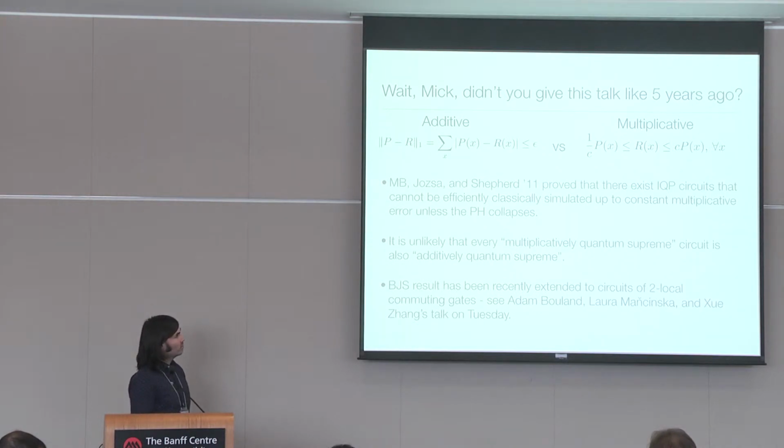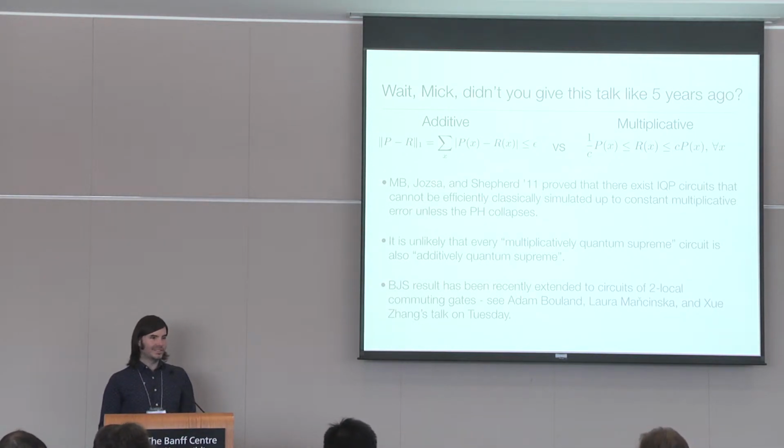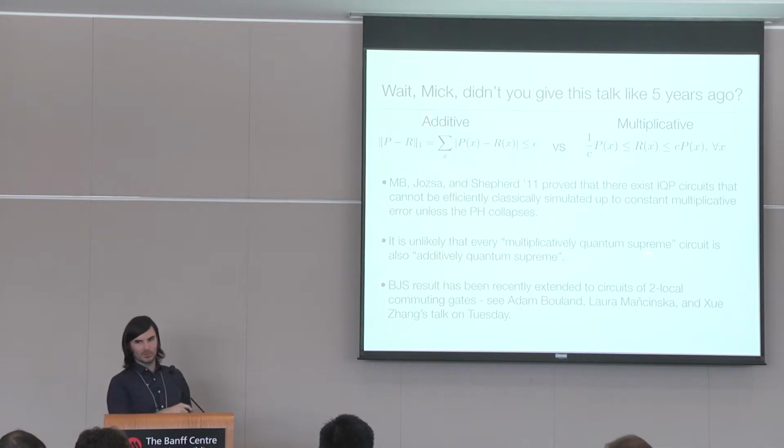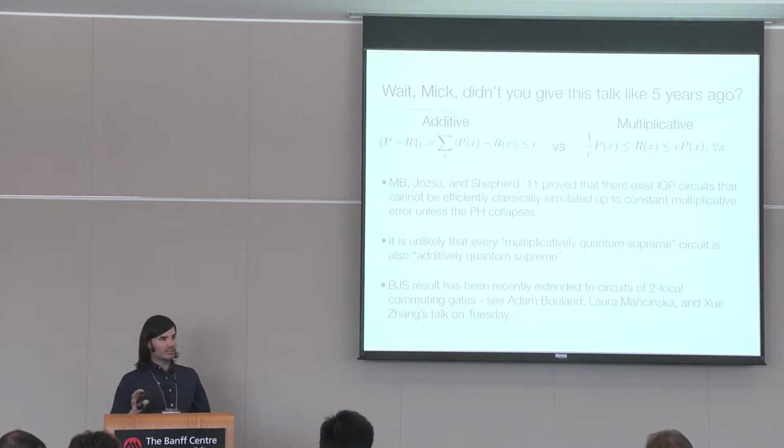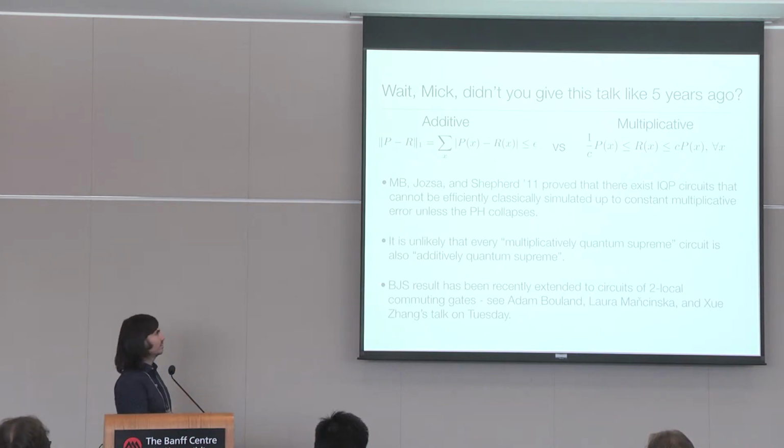However, where these sorts of bounds are really useful is for classifying problems you might hope to be hard to simulate classically. And it's worth emphasizing that it's very unlikely that every multiplicatively quantum supreme circuit is also going to be additively quantum supreme. I'm kind of overusing this quantum supreme thing, but I feel like I should. It's very unlikely these two classes of things completely overlap, and that's due to the difficulty of actually satisfying these additive error requirements.